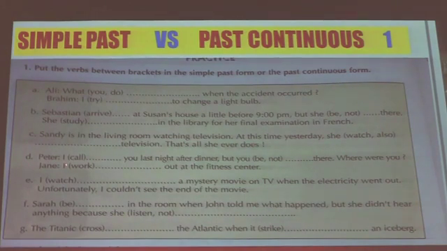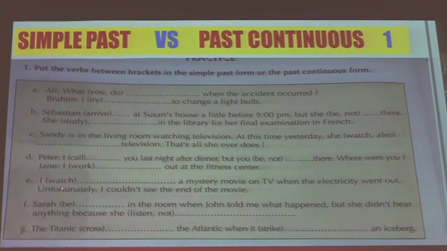D, Peter, I call you last night. Pay attention here to last, whenever we have last, okay? We put the verb in simple past. So I call you last night after dinner, but you, and here we have B, not there. Where were you? Jane, I work out, okay? Doing some physical exercises. I work out at the fitness center.